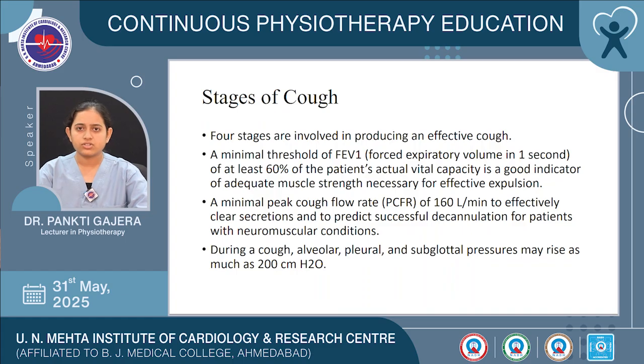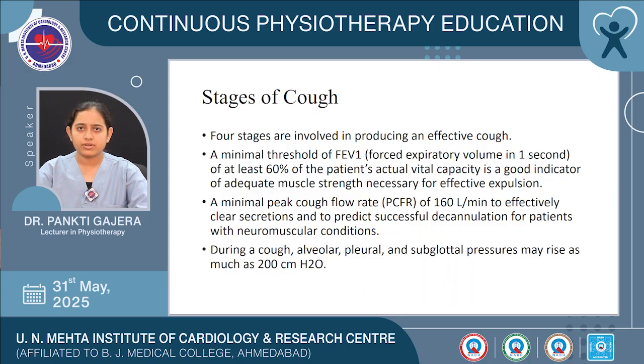So there are stages of cough. There are 4 stages involved in producing an effective cough. A minimal threshold of forced expiratory volume in 1 second, that is FEV1, of at least 60% of the patient's actual vital capacity is a good indicator of adequate muscle strength necessary for effective expulsion. If an individual has an FEV1 of 60%, we can say that he or she has an effective cough.